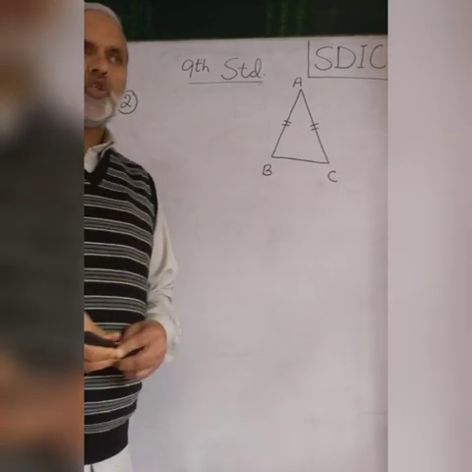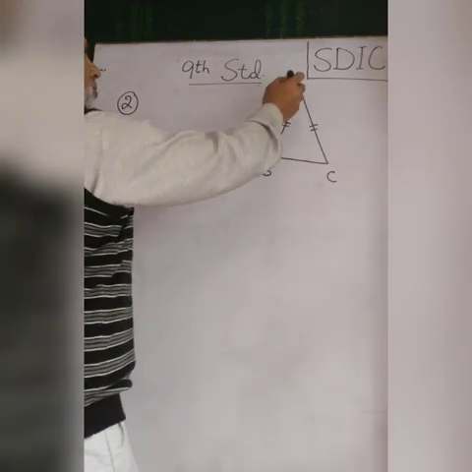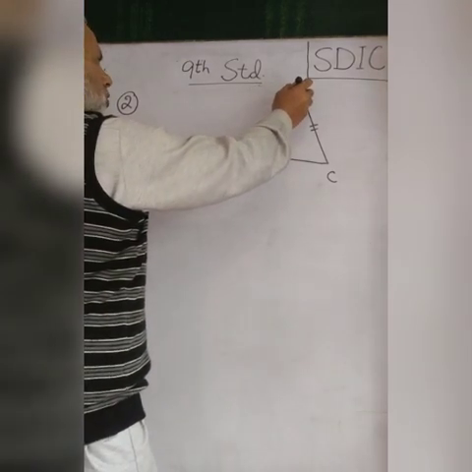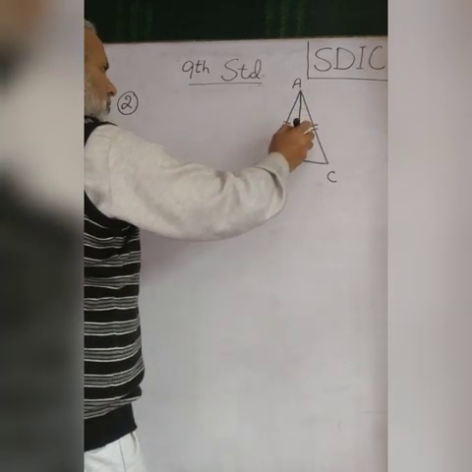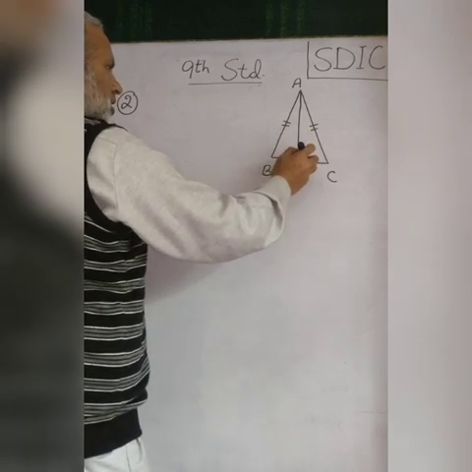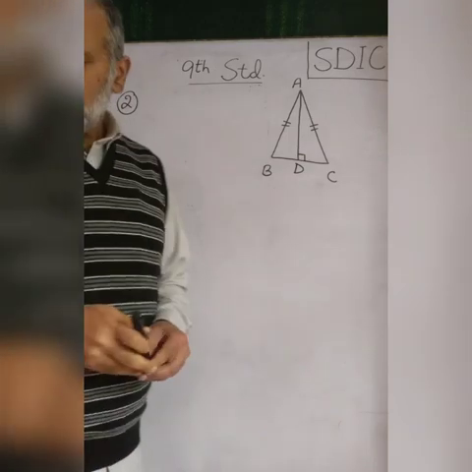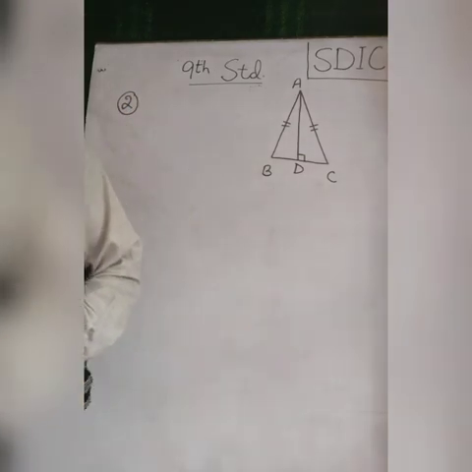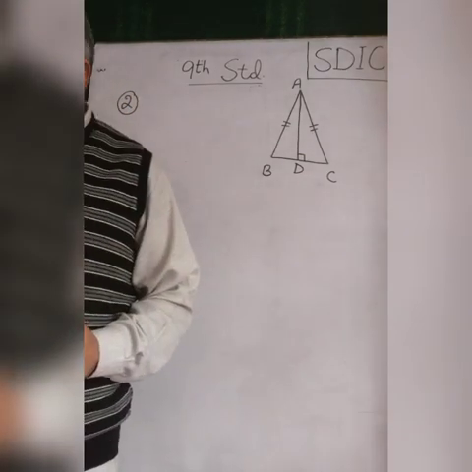AD is an altitude. Altitude is perpendicular from the vertex to the opposite side. This is the altitude. AD is the name. Perpendicular, so angle of 90 here. AD is an altitude of an isosceles triangle ABC in which AB is equal to AC.